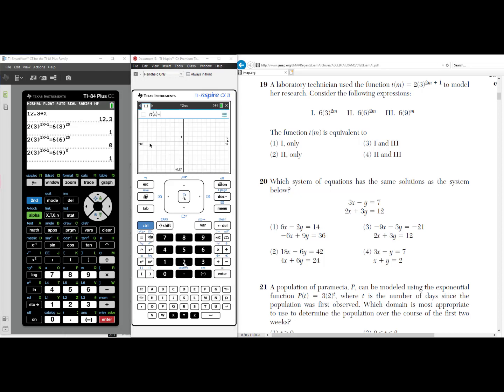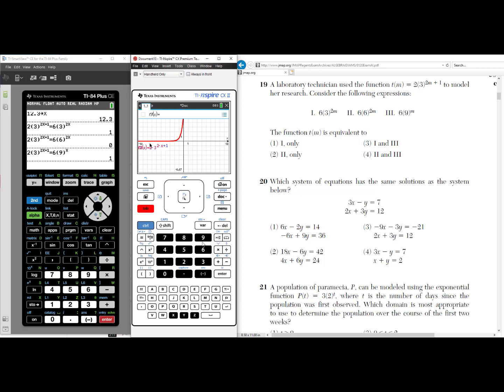Option 3. For the Nspire, let's try it a little different. Let's use a graph to check. 2 times 3 raised to the 2x plus 1. And then we want to know if it's equivalent to, so we can press tab, open up our entry line, in F2, put in 6 times 3 raised to the 2x. When we press enter, it's exactly the same.